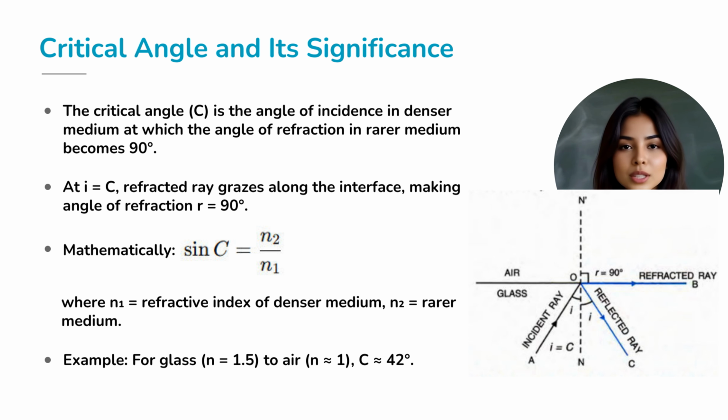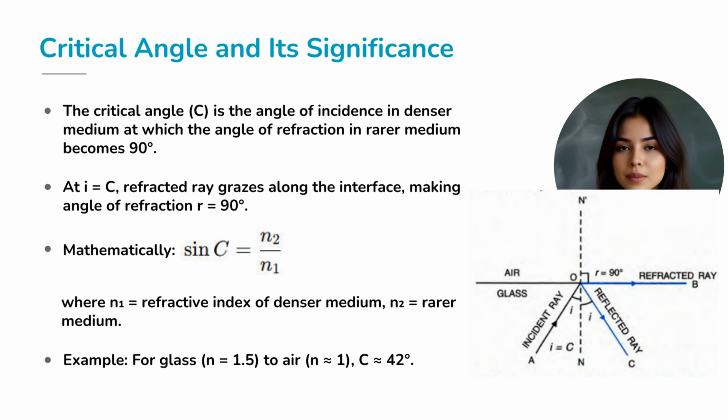Now comes the turning point, the critical angle. The critical angle is defined as that particular angle of incidence in the denser medium for which the refracted ray in the rarer medium just grazes the surface. In other words, the angle of refraction becomes exactly 90 degrees. Mathematically, Snell's law gives us the relation sin C equals refractive index of rarer medium divided by refractive index of denser medium. For glass with refractive index 1.5 and air with refractive index approximately 1, the critical angle works out to about 42 degrees.